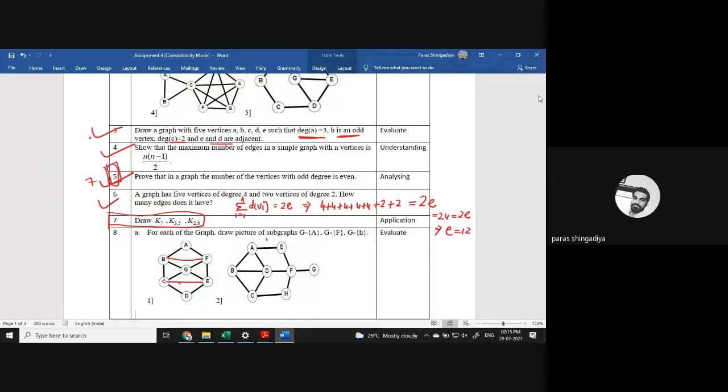Prove that in a graph the number of vertices with odd degree is even. Prove that the number of vertices of odd degree is even. Okay, that is one of the statements, and we had already proved it in the lecture.